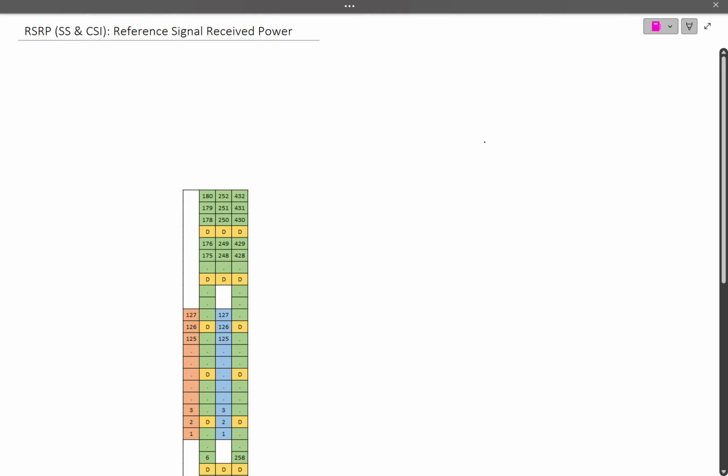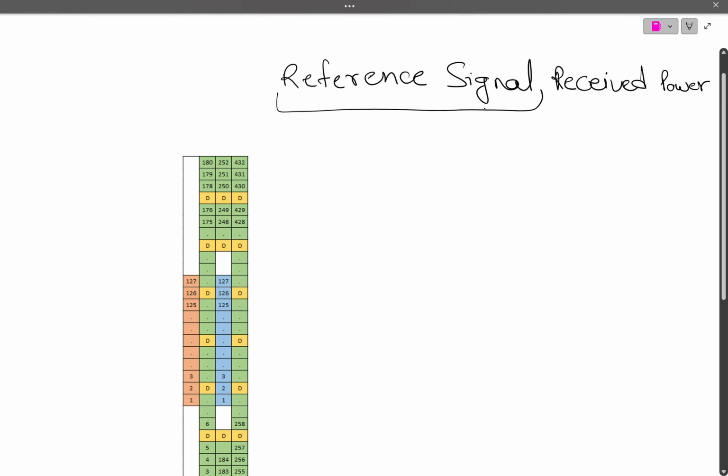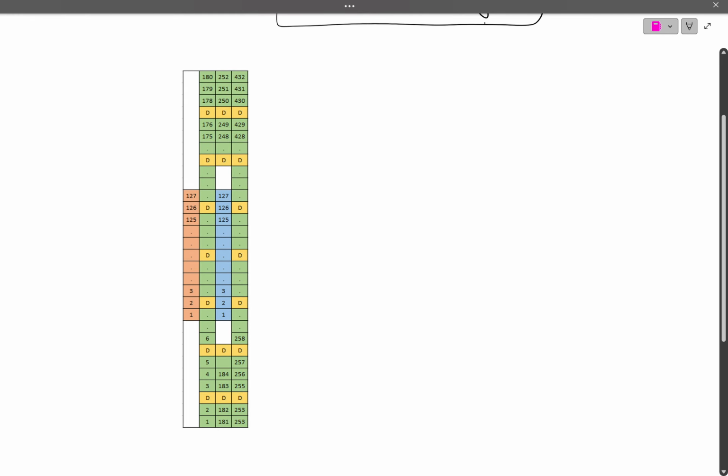Hello everyone. In this video we will understand RSRP. RSRP stands for Reference Signal Received Power. As the name says, it is the received power on the reference signals. This is calculated at the UE side from the SSS signal transmitted by the gNodeB.